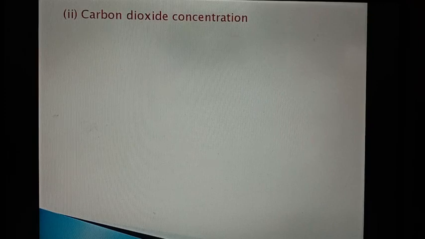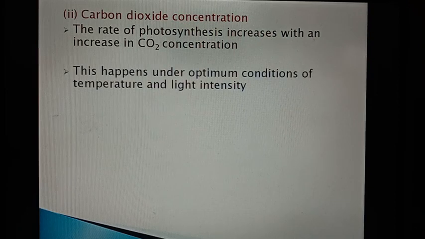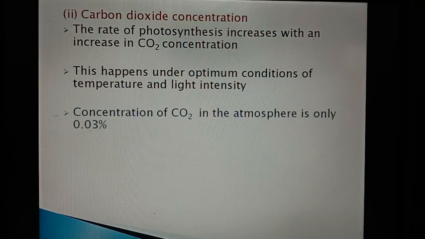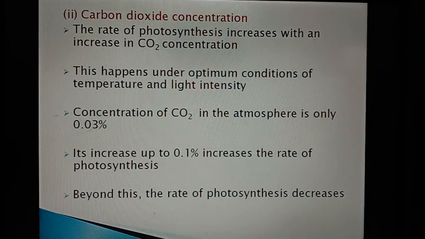Carbon dioxide concentration. The rate of photosynthesis increases with an increase in carbon dioxide concentration. This happens under optimum conditions of temperature and light intensity. I had explained what is optimum temperature or optimum condition, the condition which is best suited for a physiological activity to take place. The concentration of carbon dioxide in the atmosphere is only 0.03%. Its increase up to 0.1% increases the rate of photosynthesis. Beyond this, the rate of photosynthesis will decline.